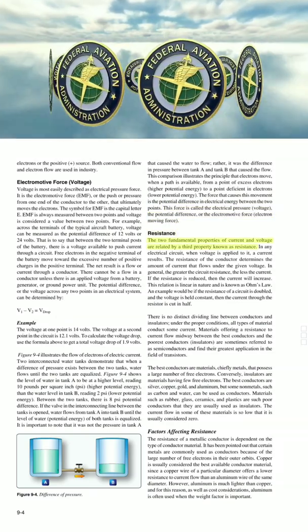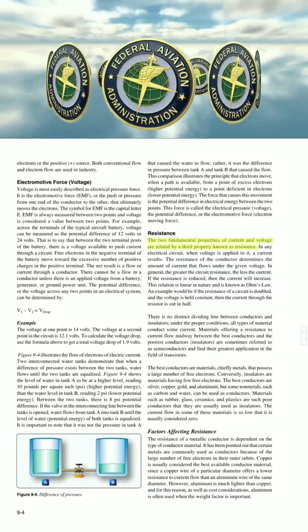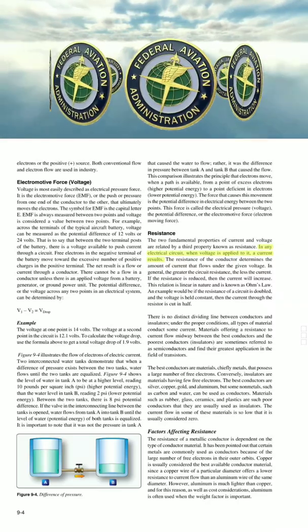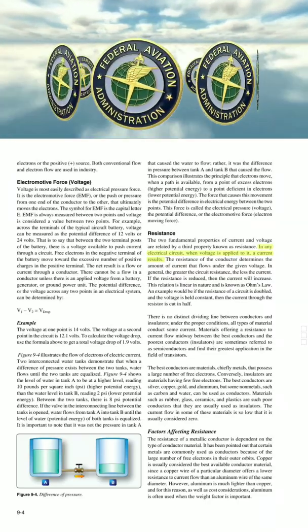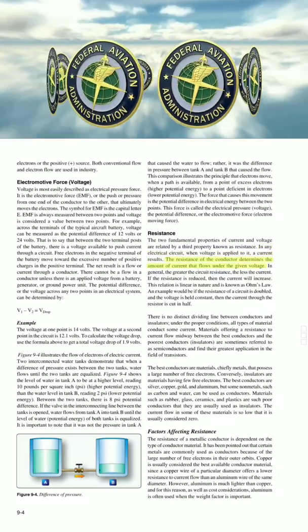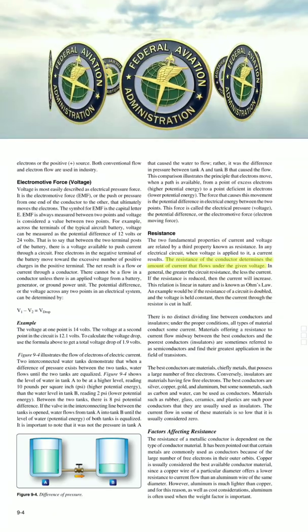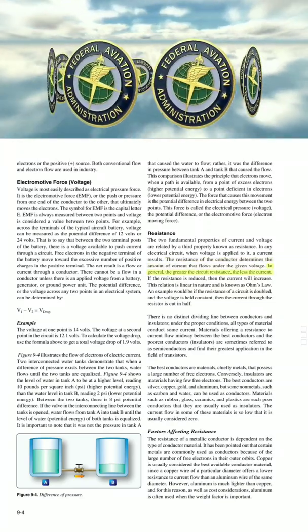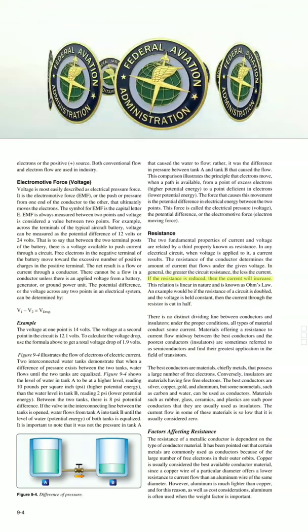Resistance. The two fundamental properties of current and voltage are related by a third property known as resistance. In any electrical circuit, when voltage is applied to it, a current results. The resistance of the conductor determines the amount of current that flows under the given voltage. In general, the greater the circuit resistance, the less the current. If the resistance is reduced, then the current will increase.